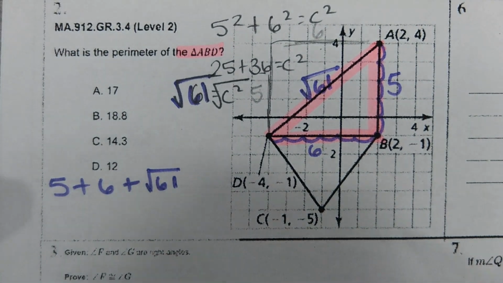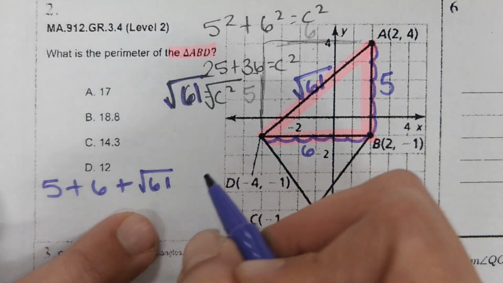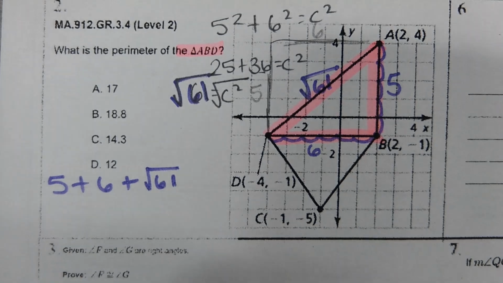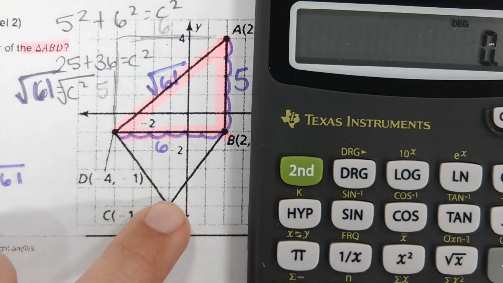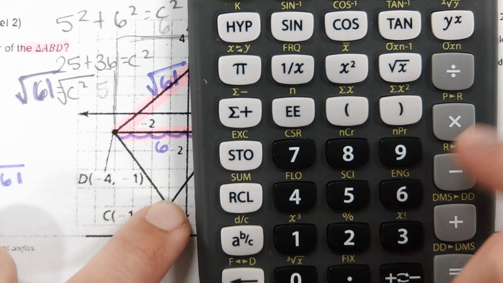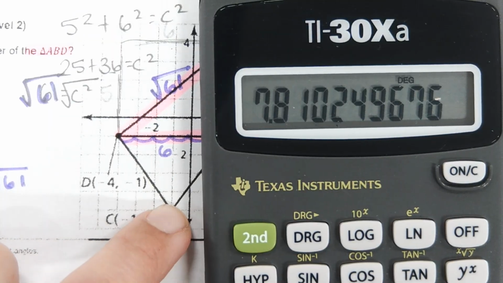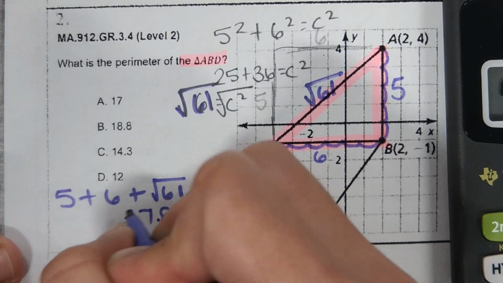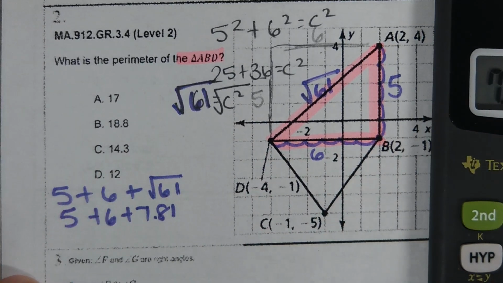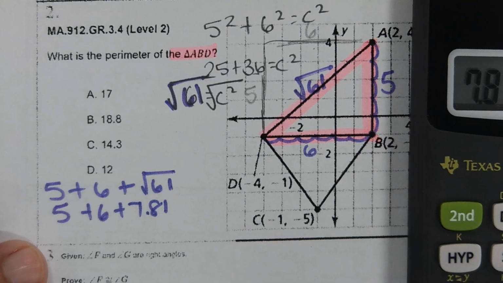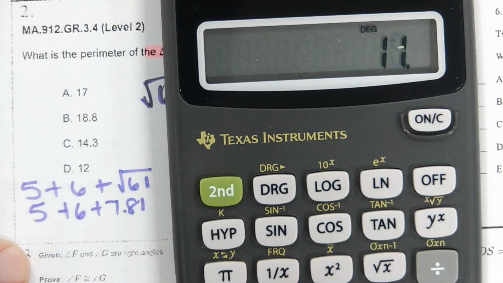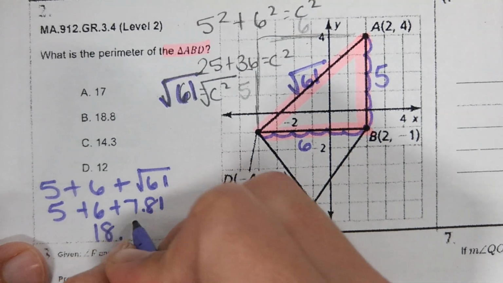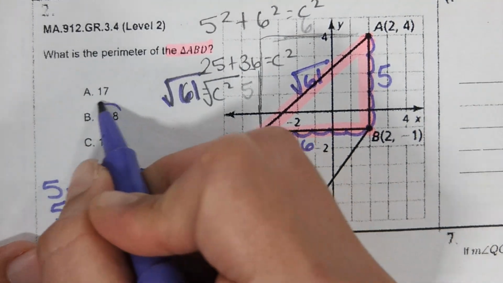Then to find the perimeter, we have to add these 3 numbers together. Square root of 61 in a calculator, all I would do is type in 61 and then use the square root button, and it comes out to 7.81. Then I add that to the other numbers. So 5 plus 6 plus 7.81 is 18.81. And then looking at my answer choices, B is the best answer.